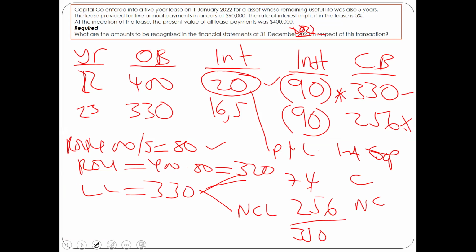So, one, we have our depreciation that goes to profit and loss. Two, we have our interest expense that goes to the statement of profit and loss. Three, we have our right of use asset that goes to the statement of financial position. Then we have our current and non-current portions of the lease liability that also go to the statement of financial position. So that's how we do a calculation for a lease.